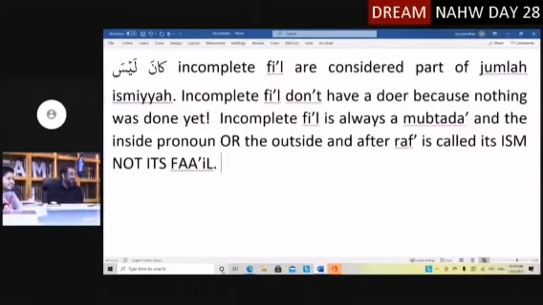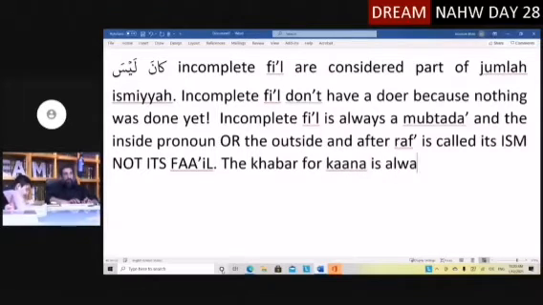Now, usually the khabar is supposed to be what status? The khabar is supposed to be rafa status. And the khabar with this becomes what? Nasab. Yep. The khabar for kana is always nasab status.